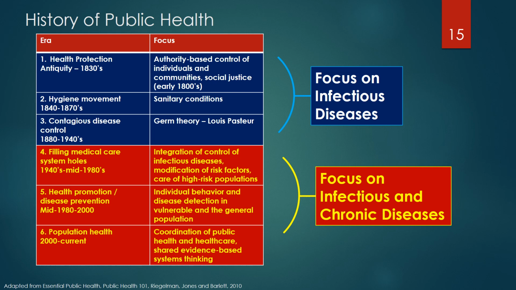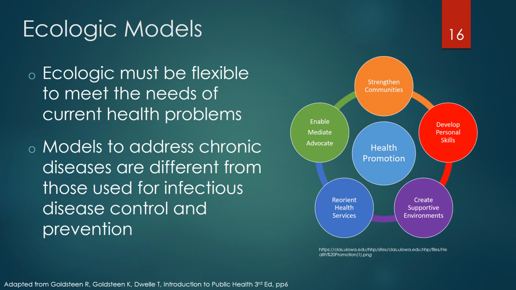As can be seen, from the 1940s, there was a transition of public health to focus not only on the control and prevention of infections, but also chronic diseases. This shift resulted in the need for new ecologic models to address chronic diseases. Ecologic models must be flexible to meet the needs of current health problems. New models developed since the 1960s to address chronic diseases represent a significant departure from the classic models of the epidemiological triangle and the wheel of causation used primarily for infectious diseases.